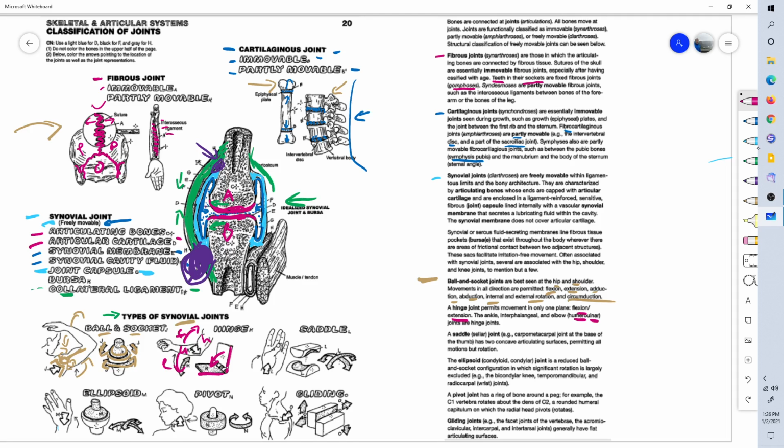So the ankle also works that way, essentially one movement. The interphalangeal joints, that's the joints of your fingers, only move in one direction.